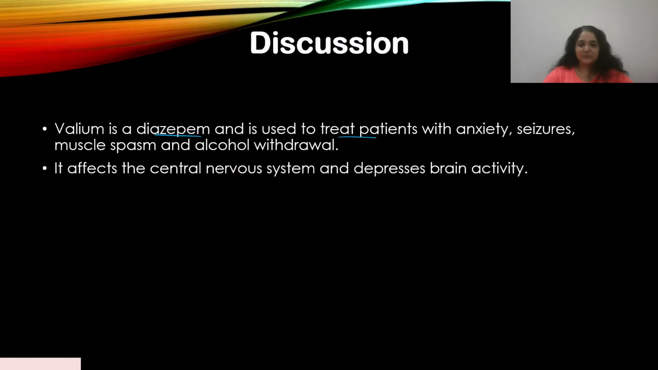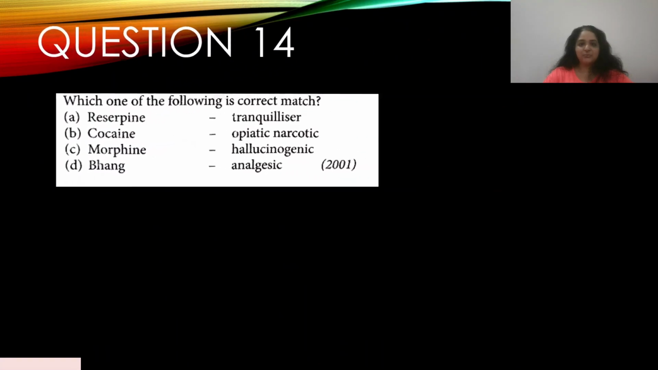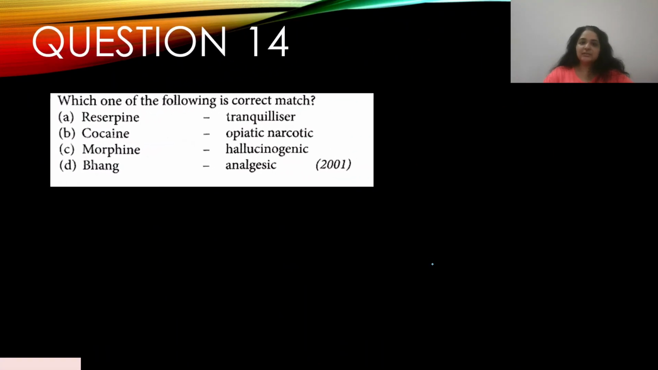Okay, so let's move on. Question number 14. Which one of the following is correct match? This appeared in 2001. A. Reserpine is a tranquilizer, which is correct. B. Cocaine, opiate narcotic, no. C. Morphine, hallucinogenic, no. Bhang, analgesic, no, definitely no. So the correct match here is A. Okay, it's Reserpine and it's a tranquilizer.